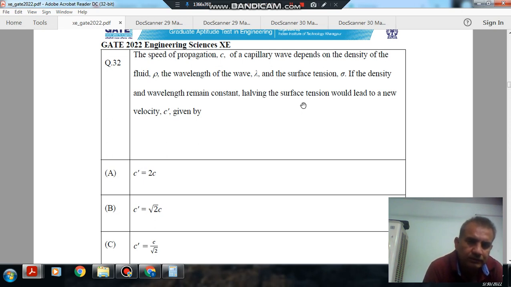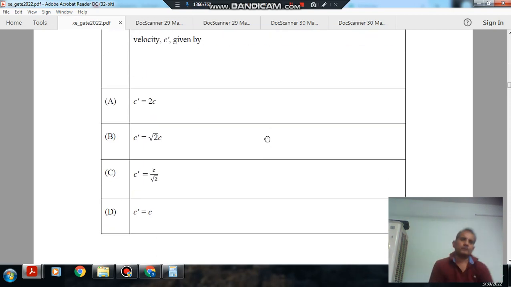Question number 32: the speed of propagation C of a capillary wave depends on the density of the fluid rho, the wavelength of the wave lambda, and surface tension. If the density and wavelength remain constant, halving the surface tension would lead to a new velocity c dash, given by: option A, c dash is equal to 2c; option B, c dash is equal to root 2 c; option C, c dash is equal to c by root 2; option D, c dash is equal to c.